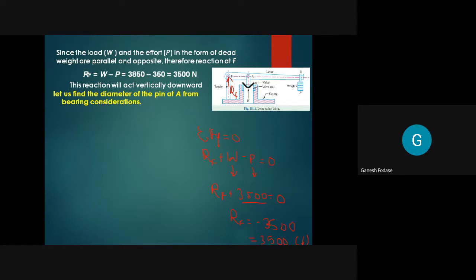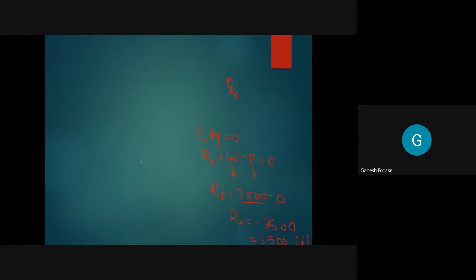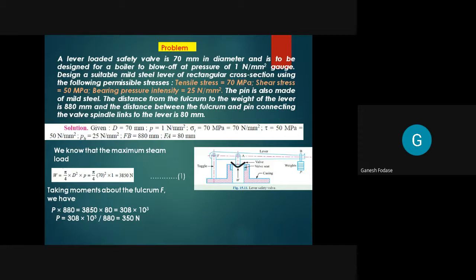You know here there is also a pin at A. For finding the pin at A, because there is contact, we can say contact occurs between this pin and the surrounding portion at A. So there is a bearing pressure. When there is contact, bearing pressure will be developed, similar to a crushing stress. So we need to find the diameter of the pin at A by considering bearing. I think bearing pressure is given to you, if I'm not wrong. Check the value of bearing pressure. Yes, it is 25 Newton per mm square.